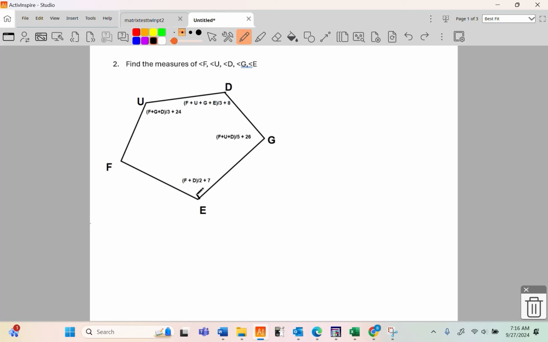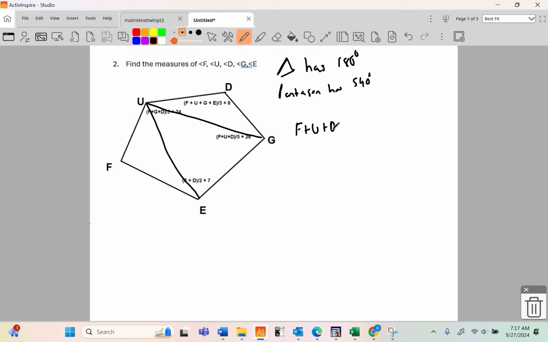And the first thing in any class is how many degrees in the pentagon. Well, everybody knows that a triangle has 180 degrees. And I can draw 3 triangles in a pentagon, so a pentagon has 540 degrees. Ta-da, 540 degrees. So anyways, F plus U plus D plus G plus E must be 540 degrees. So one equation, I have 5 variables. I need 5 equations. So I have to start thinking about each individual angle and what's there.